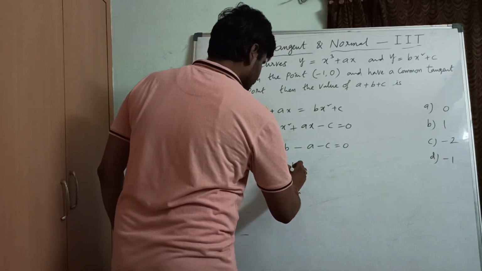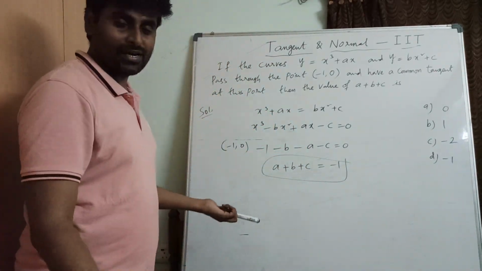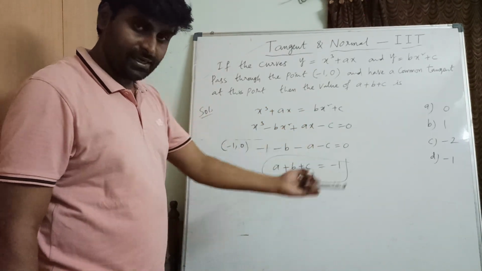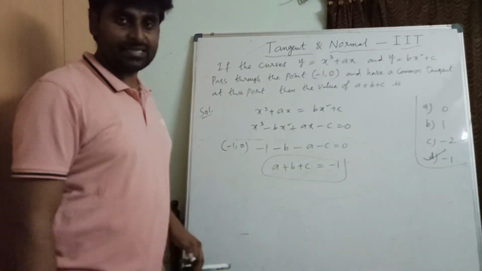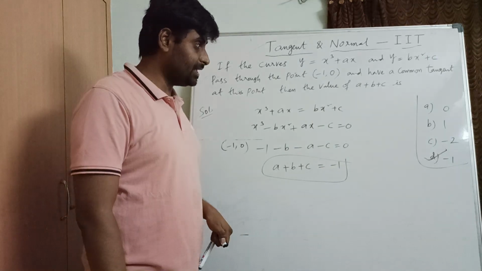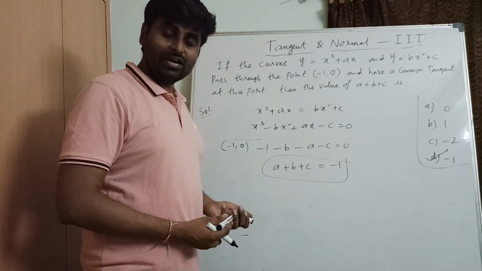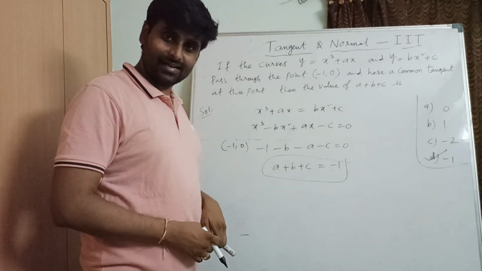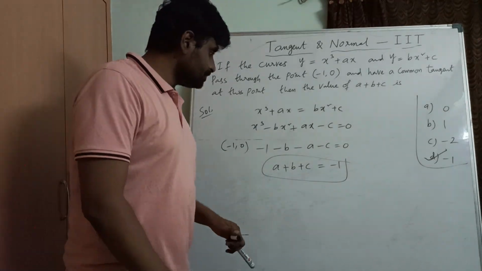That means, what is the value of a plus b plus c here? Minus 1, that's it. Done, right? So what will be the correct option there? Option D. Clear? We have to minimize the time and solve the maximum number of problems within minimum time. Mathematically, we have to minimize the time function, maximize the solution. Correct? So pause the video, make a note of it.